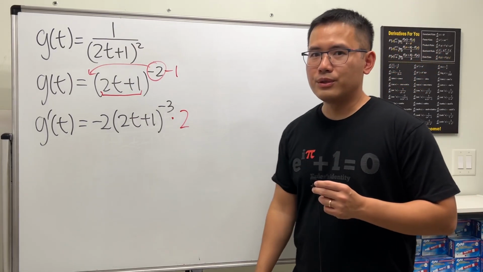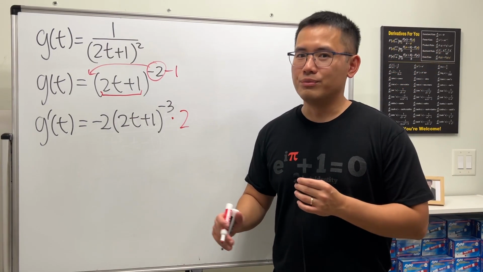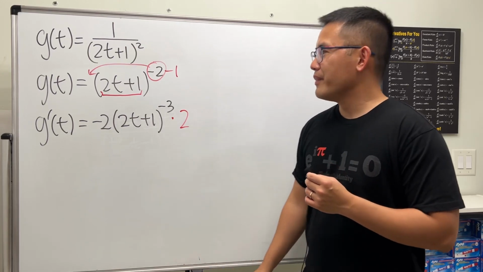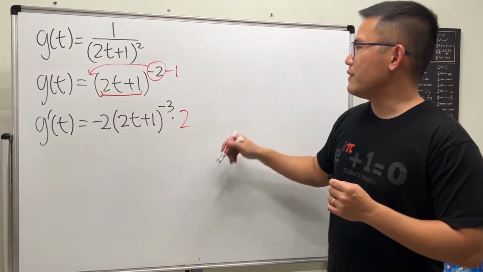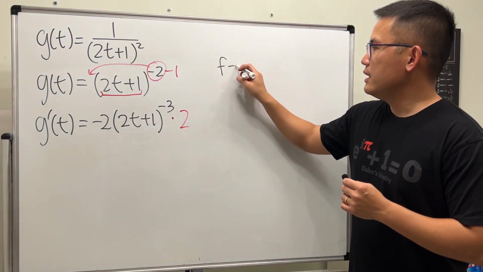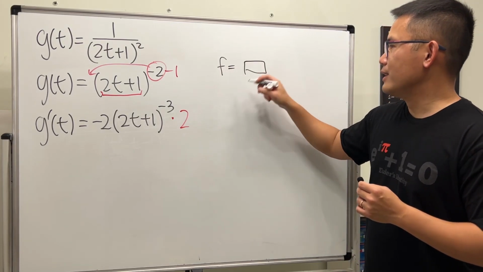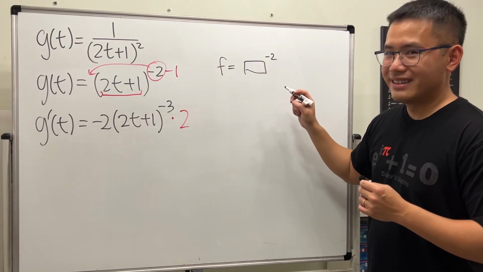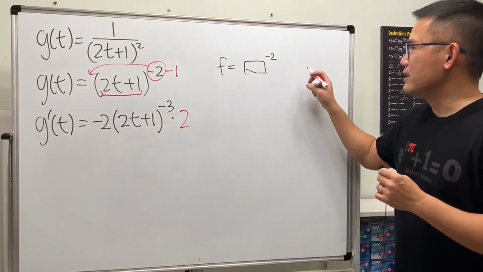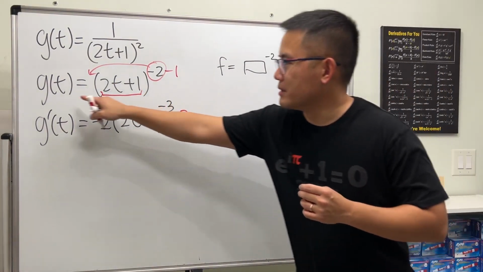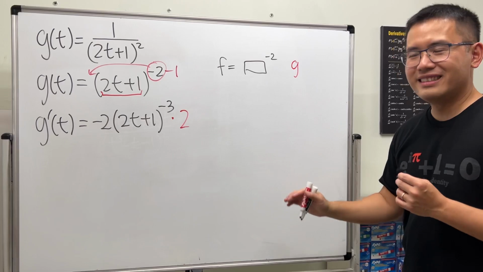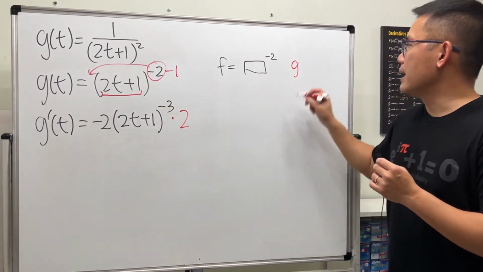And I would also like to show you guys the box method to make it super clear. So let's identify the outside function. F is something like a box raised to the negative 2 power. And then the inner function is little g. This g is not the same as the original, alright? Just a notation. The inner function is 2t plus 1.